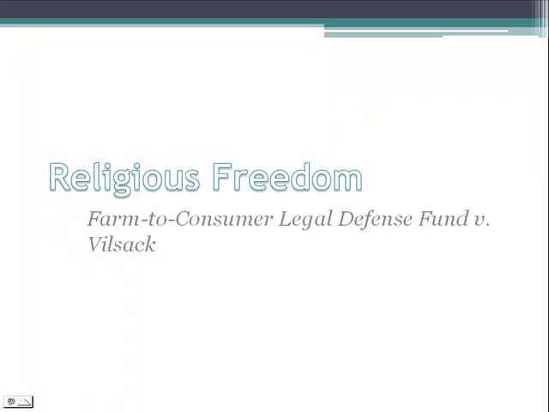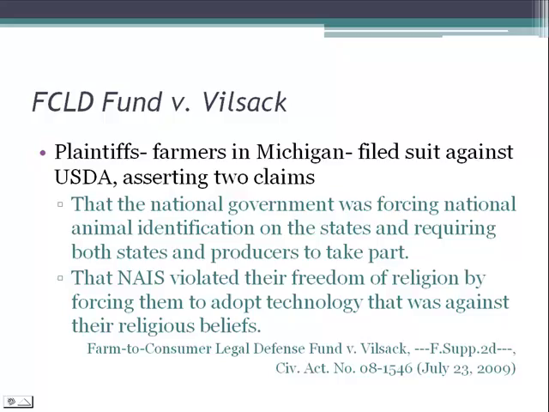So I want to talk real quickly about the religious freedom issue that was brought up yesterday. There is a case filed in Michigan. Michigan has a mandatory animal identification program because of tuberculosis. And plaintiffs, who happen to be farmers in the state of Michigan, filed suit against USDA on two grounds. First, that the national government was forcing them to take part in the identification. And second, that NAIS violated their freedom of religion by forcing them to adopt technology that was against their religious beliefs. These farmers happen to be Amish.